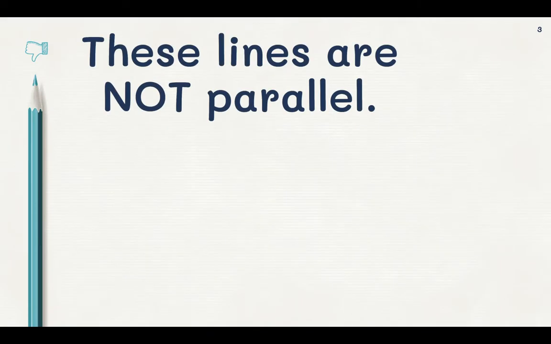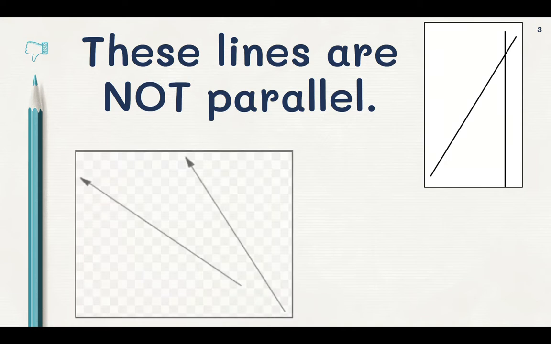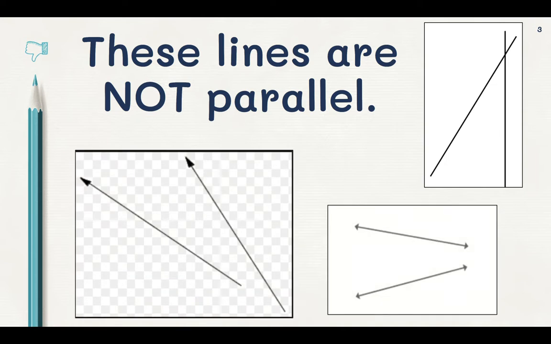These lines, however, are not parallel. The first picture that you see, the lines are already crossing. So already we know these lines are not parallel. Now, the pictures that you see at the bottom, even though they're not touching yet, we know that if we extend this line, if we made this line longer, that they would eventually touch because they're not the same kind of diagonal. And the same with this picture on the bottom right. We know that if we were to extend these lines and make them longer, that they would eventually cross.